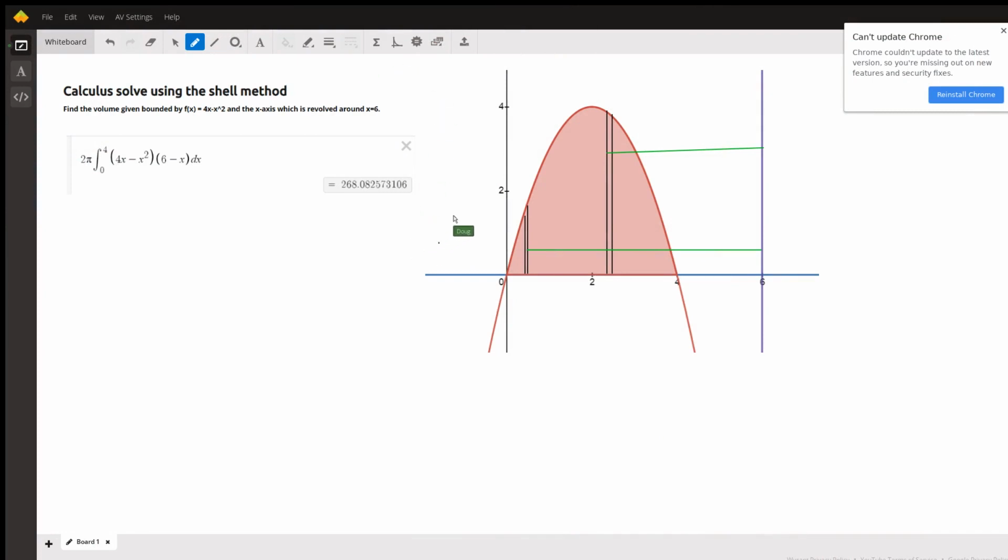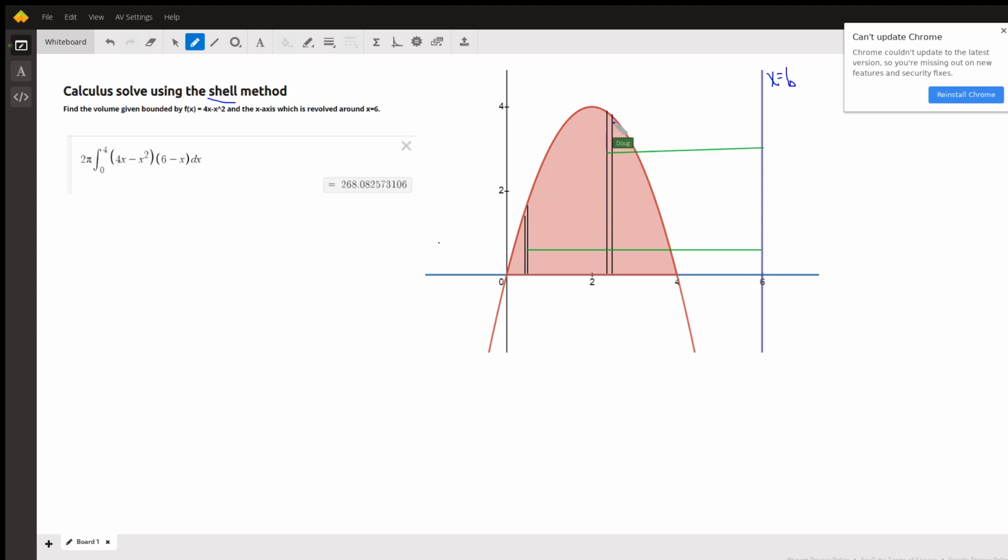Okay, this problem would be a lot more difficult if you were required to use the disk method, but we're told to use the shell method. And when you use the shell method, you want your typical rectangles that are revolved about the axis of revolution to be parallel to the axis of revolution. So this is the axis right here, the line x equals 6.